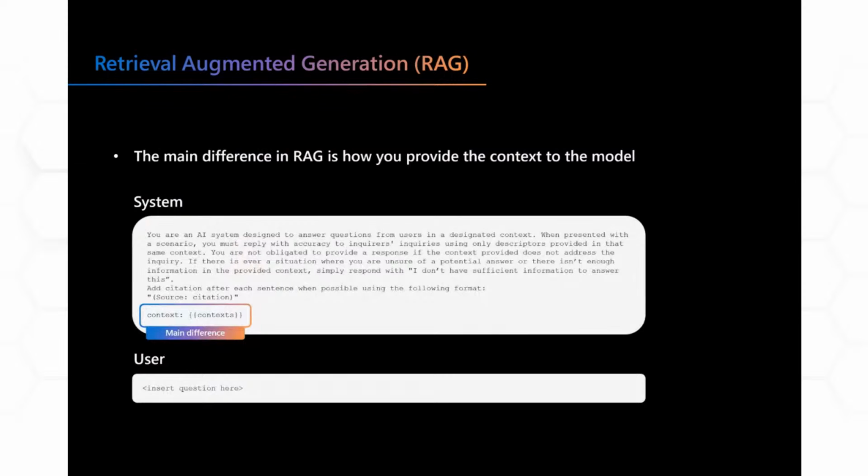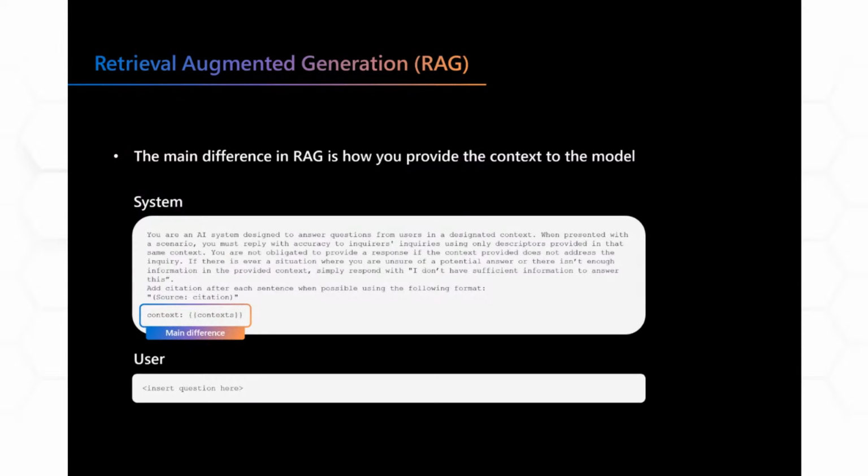So how does this work? The main difference between RAG and prompt stuffing is the context of the model. If you were to implement this, this is an actual system prompt for a RAG model. You would tell it: you are an AI system designed to answer questions from users in a designated context. When presented with a scenario, you must reply with accuracy to inquirers' inquiries using only descriptors provided in that same context. You are not obligated to provide a response if the context provided does not address the inquiry.